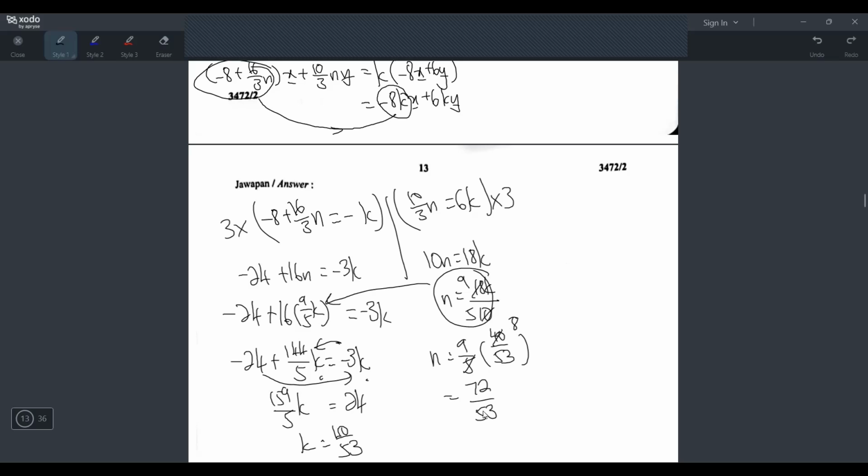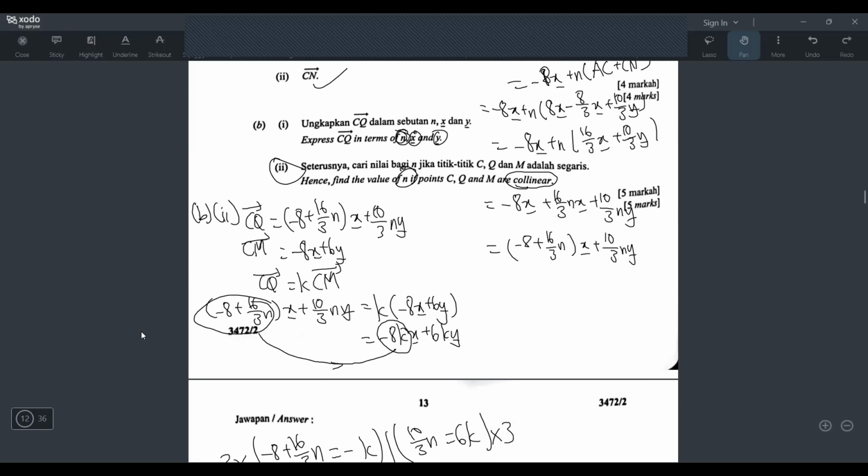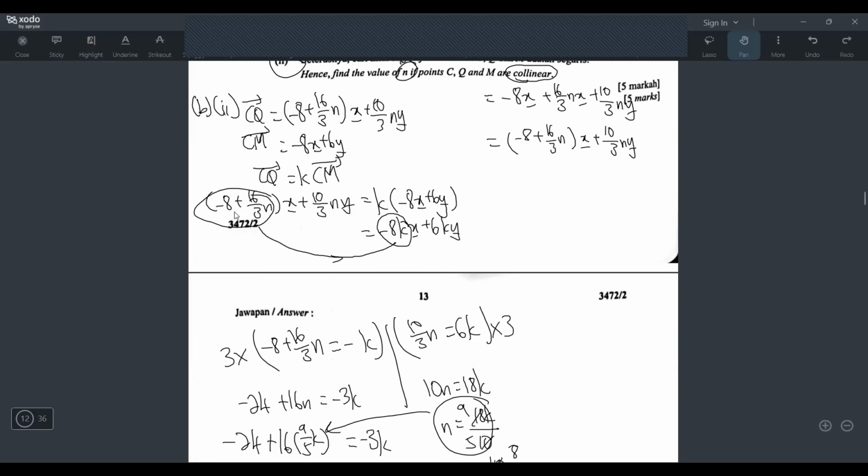Huh, seems wrong. Okay, let me double confirm. Did I make a mistake? Negative 8 plus 16 over 3n x plus 10 over 3n y. This one is negative 8kx plus 6ky. Okay, so far so good. Negative 8 plus 16 over 3n.